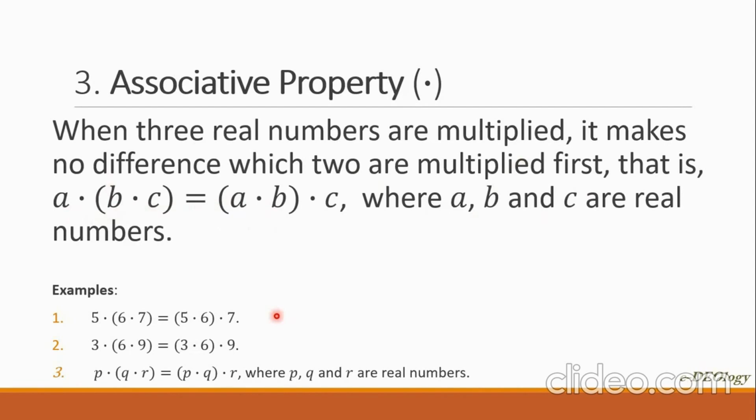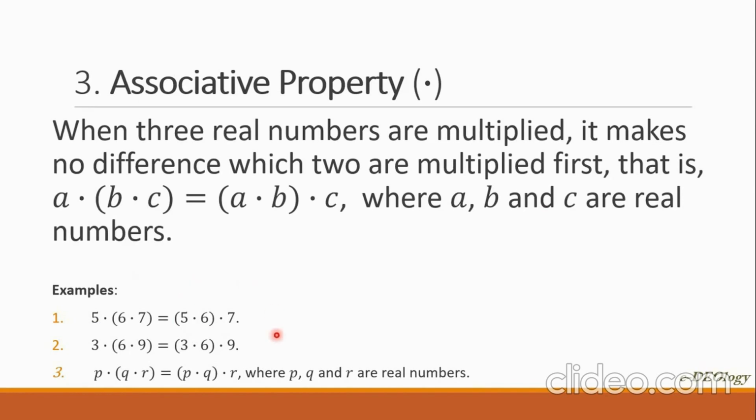So we have three examples here. In the first example, 5, 6, and 7 numbers are involved. On the left side, we have this 6 times 7 grouped together. After that, we will multiply the answer to the number 5. The answer will be the same even if we group the 5 and 6 first, taking the product here. After that, the product will be multiplied to the number 7. At the end, these two sides will have same answer.